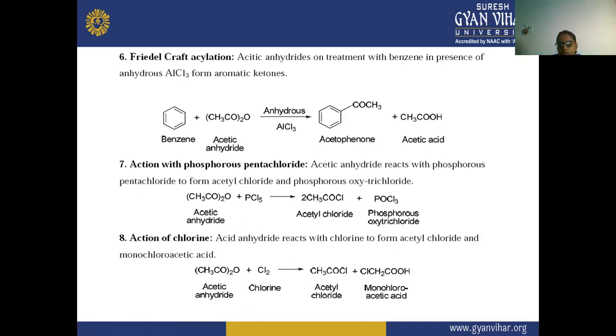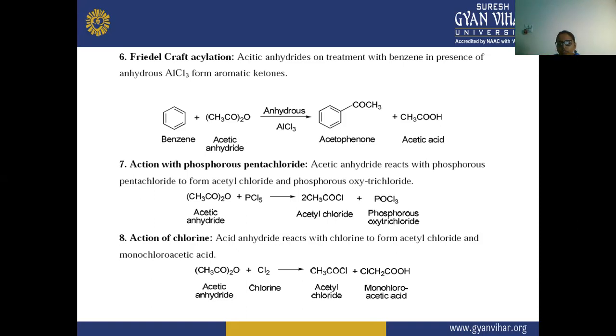So in this, first was the Friedel-Crafts acylation. In the Friedel-Crafts acylation, the acetic anhydride is reacting with benzene in the presence of anhydrous AlCl3, and there is a formation of the ketone plus acetic acid. Next is the action with phosphorus pentachloride. The acetic anhydride is reacted with phosphorus pentachloride, and there is a formation of acetyl chloride, which is your acid chloride, the first derivative of the carboxylic acid, plus phosphorus oxytrichloride is formed here.